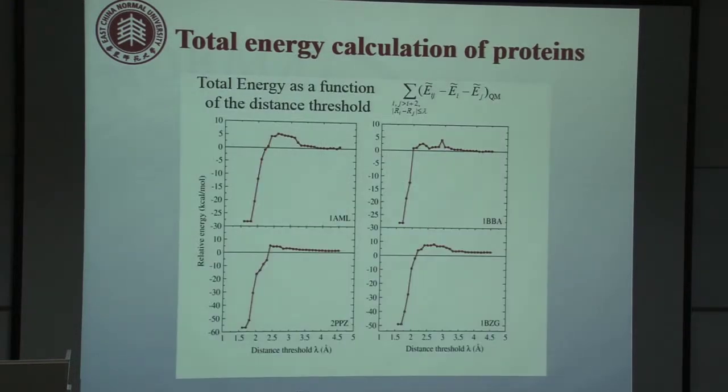And also we test the total energy versus the distance threshold. Within the distance threshold, we describe these two-body interactions using quantum mechanics. Outside the distance threshold, we use classical charge-charge interactions. So we can strike a compromise between the attained accuracy and the computational cost. As we can see here, when the distance threshold is over 4 angstrom, the energy gets flat. And this black line shows the full system energy.